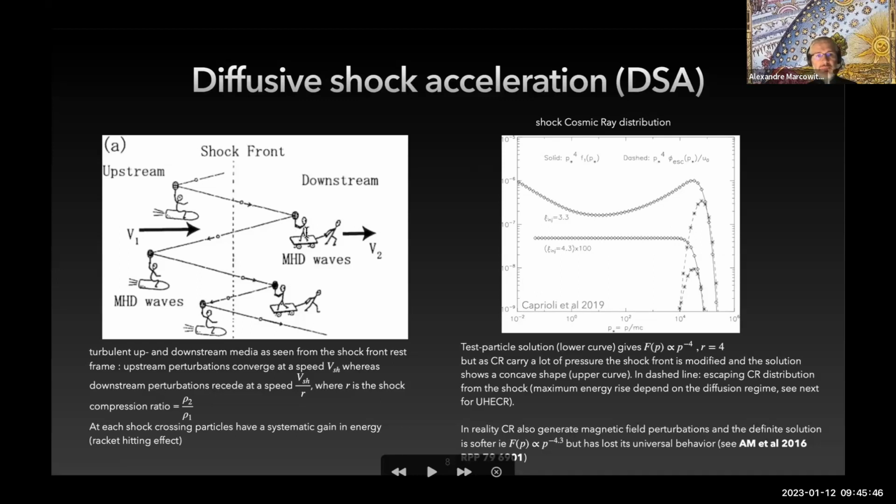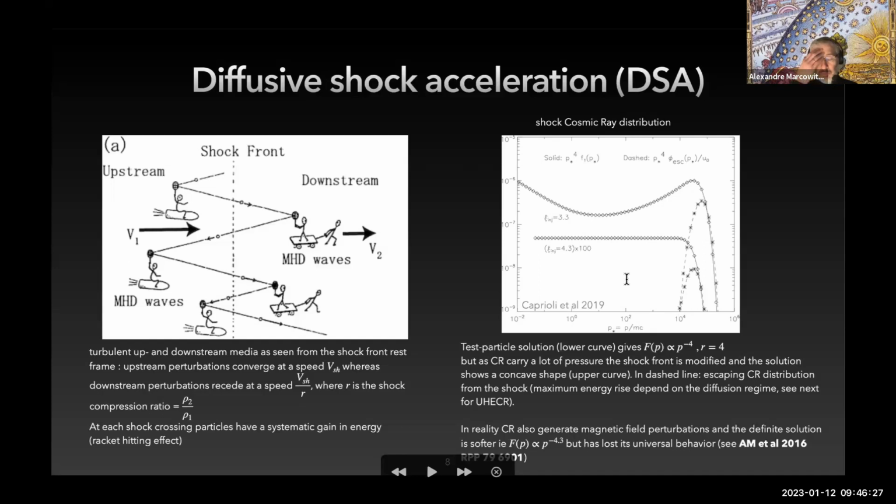Between two crossings, the particle can also do some random walk and gain some second order Fermi acceleration. But the dominant one is the first order process, which is diffusive shock acceleration. It is fully controlled by the compression ratio of the shock, at least in the test particle case. I show you the typical solution you have for a shock cosmic ray distribution. Below here is a test particle solution, when the pressure of the cosmic rays is not effective in modifying the shock.